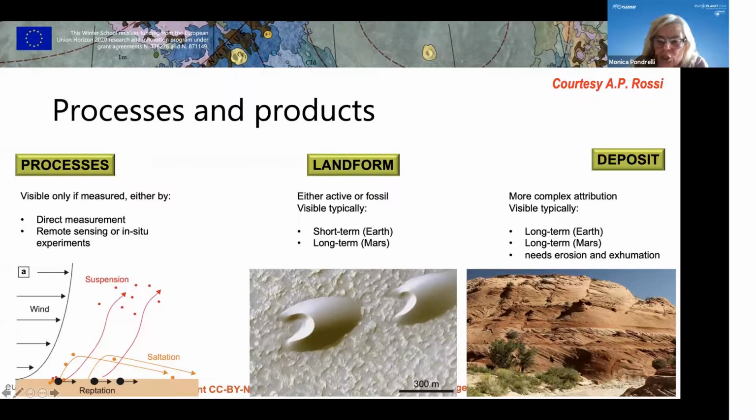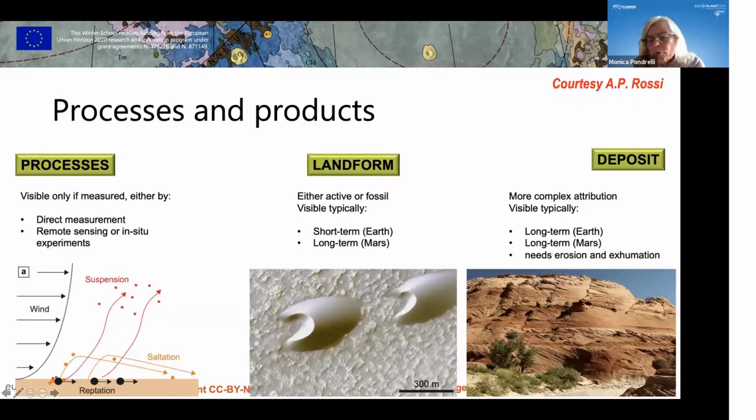The association of these landforms, of what remains of these landforms, because these are fossil dunes, what's left of dunes, because they have been partially subjected to erosion and deposition of other dunes, a stacking pattern of different dunes, forms a deposit.